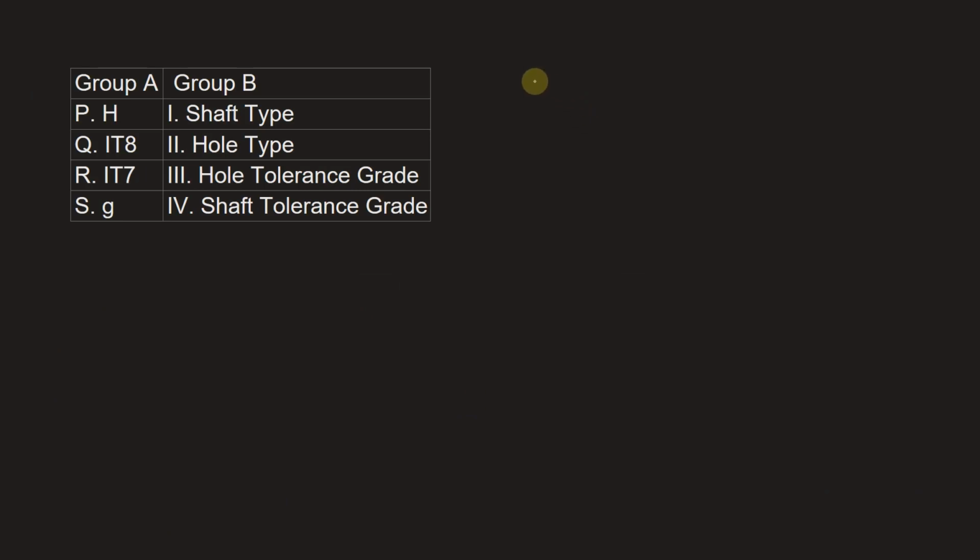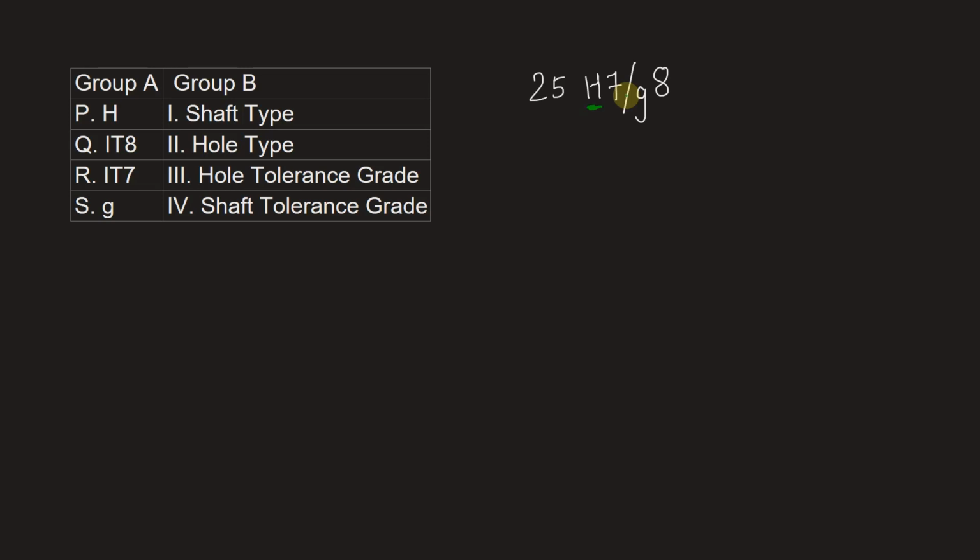Now this symbol 25H7g8 is a symbolic representation to denote the details about the hole and the shaft in the assembly in a very concise manner. So we can say that H here denotes the hole type. This letter H is telling you that the hole type is of capital H type.